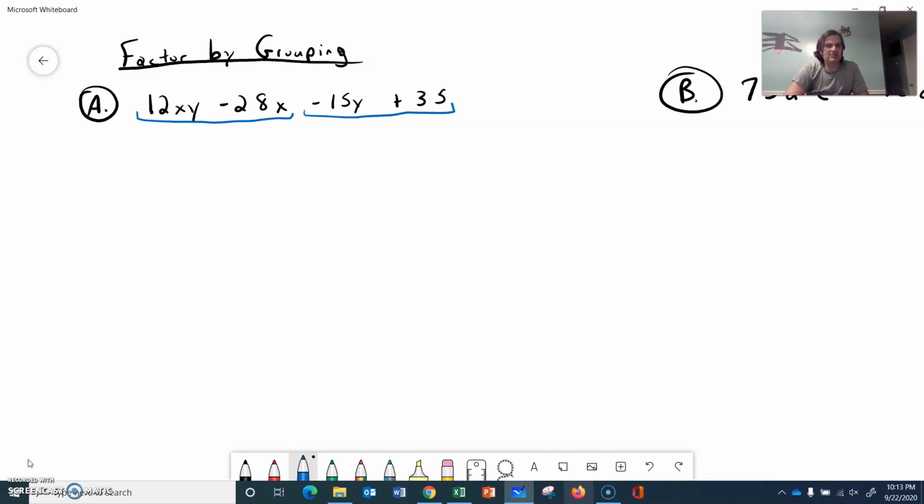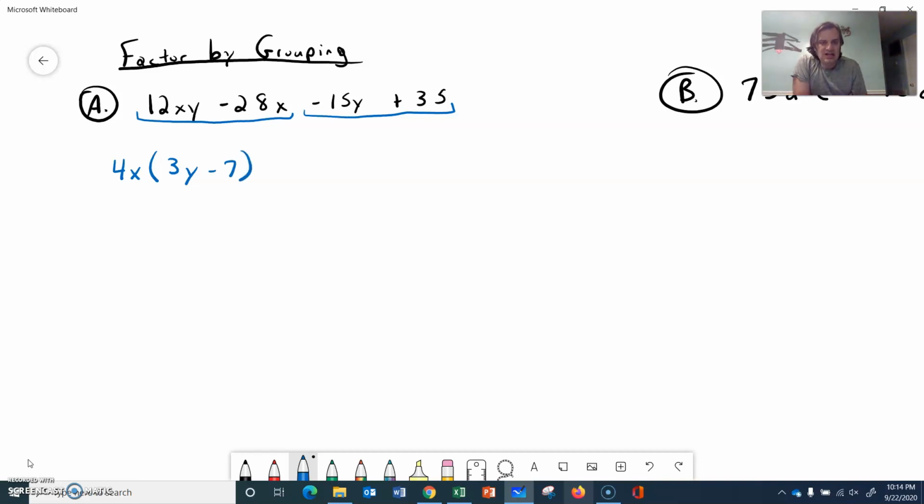So I'm going to look at the 12xy minus 28x, and I'm going to say, does that have any common factors I can pull out? And I believe I can pull a 4 out of both and an x. And if that's the case, I'll be left with 3y minus 7.